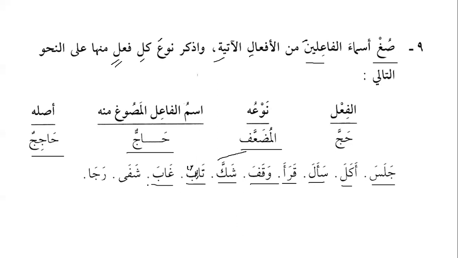Okay, ghaba. It is ajwaf ya'i. So it will be ghaba yaghibu, and it will be ghaibun. However, asluhu is ghayibun. And we know that whenever waw and ya come after alif, they change into hamza. So it will be ghaibun.